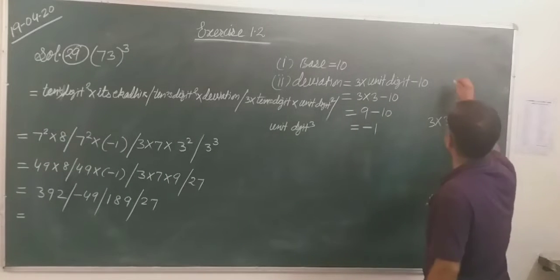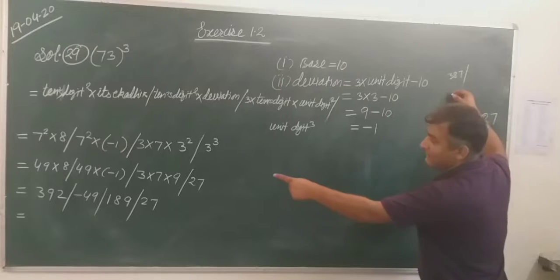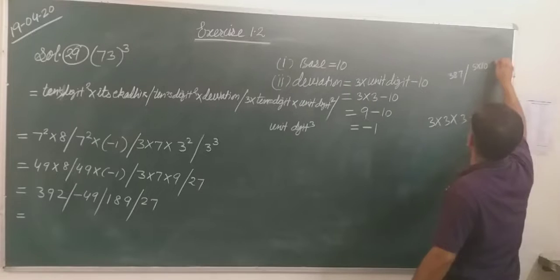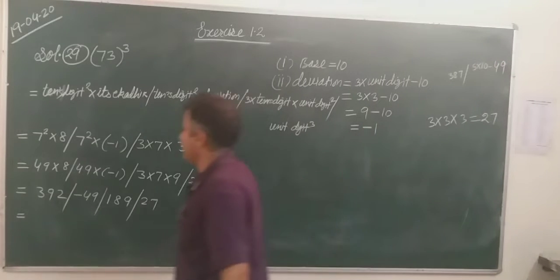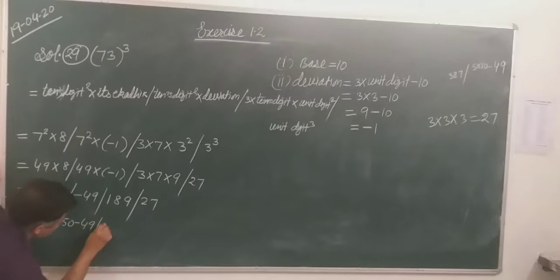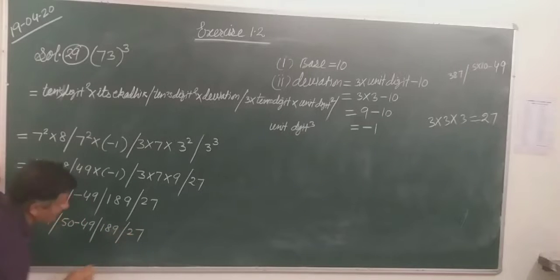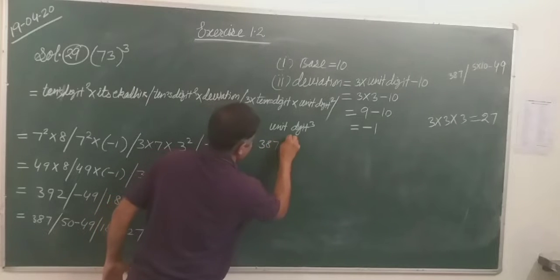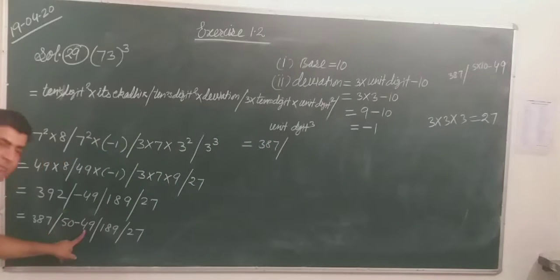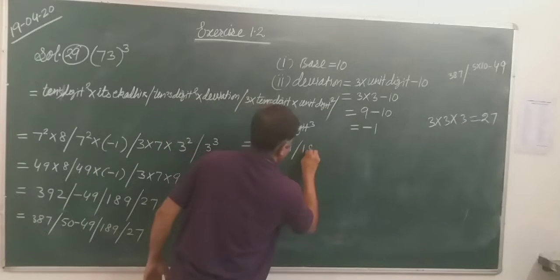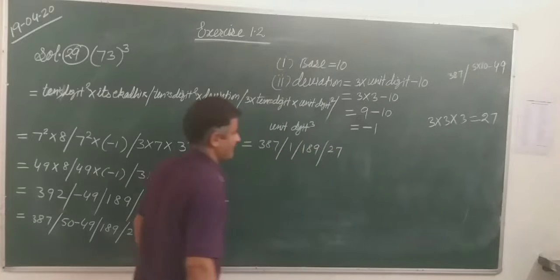If I take 5, then here will be 387 and then that will be 5 multiplied by the base. Our base is 10, then minus 49. It means you can write here 387 oblique 10 times 5 is 50 minus 49 oblique 189 and oblique 27. Now in the next step we can write 387 oblique 50 minus 49. Your difference is 1. Then again oblique 189 and oblique 27.